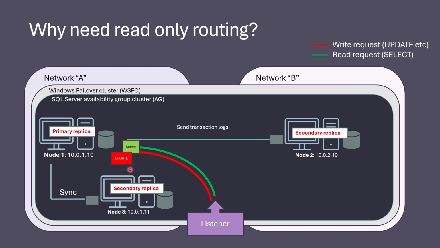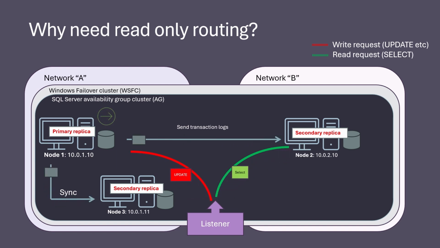But this might lead to high load for the primary replica and you might experience slowness. To decrease the load, you can configure read-only routing in the primary replica. After you configure read-only routing, select queries can be routed to the secondary replica. This can greatly decrease load on the primary.